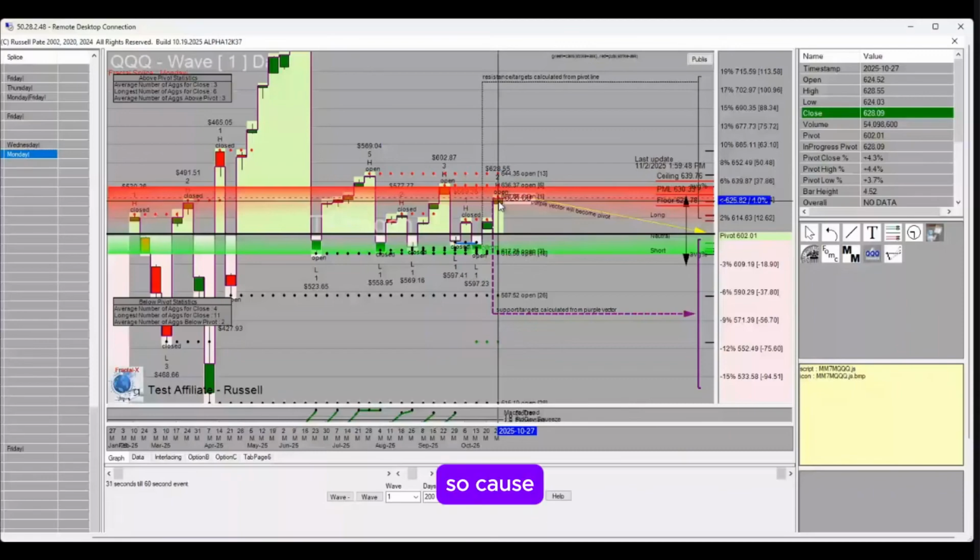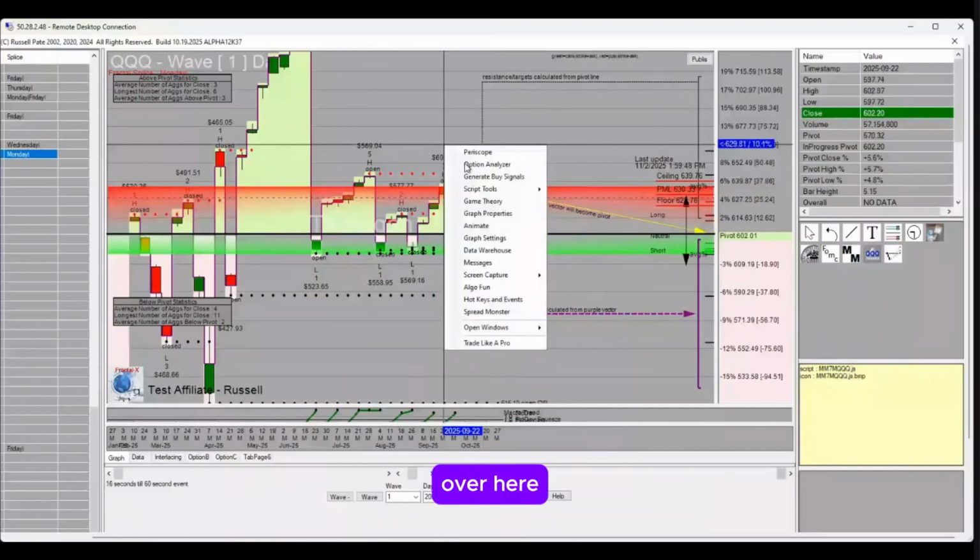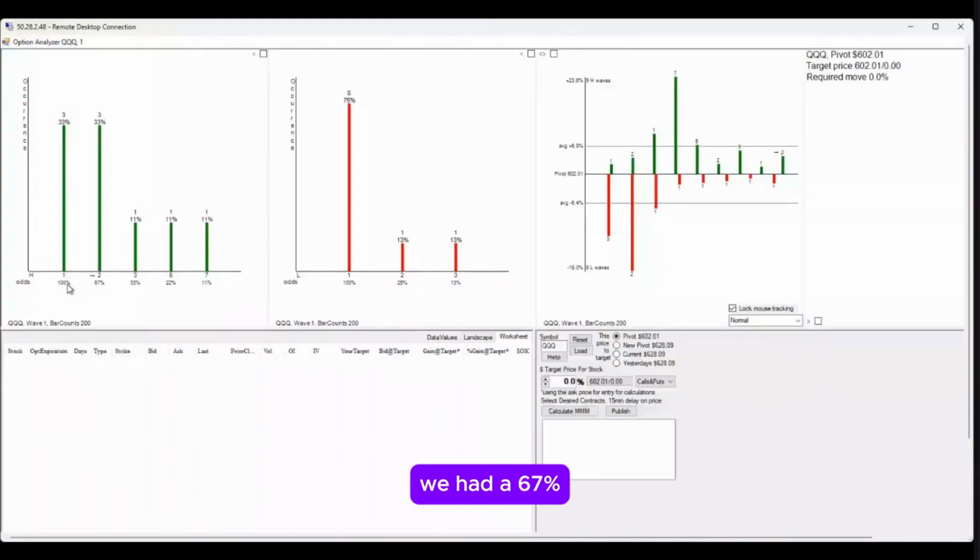Because we're splicing on Mondays, from the 20th to the 27th we moved up, so we closed above. The 1H is right here at 100%. So from here to here, we had a 67% chance to close above, which we did. Now from the 27th of October to November 3rd, we only have a 33% of the time closed above, statistically.